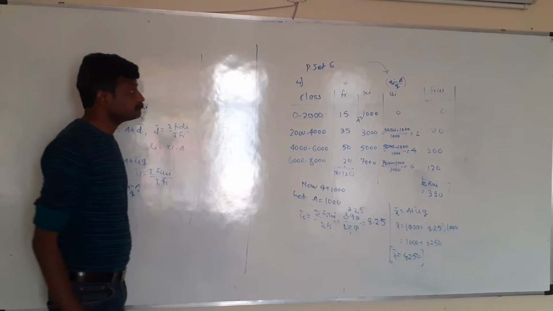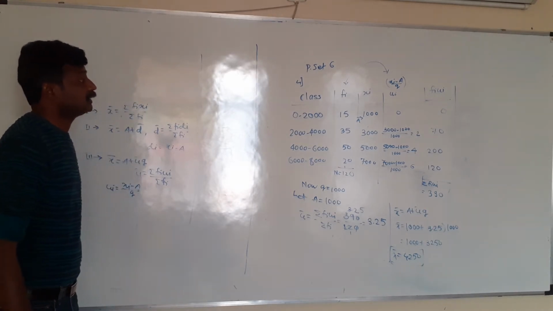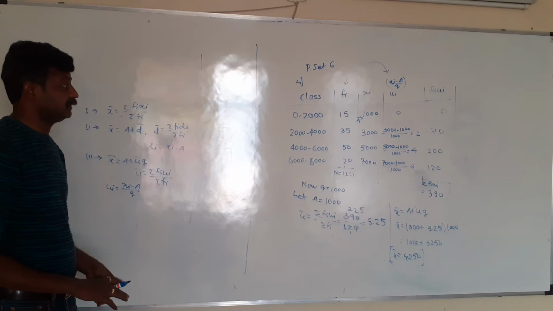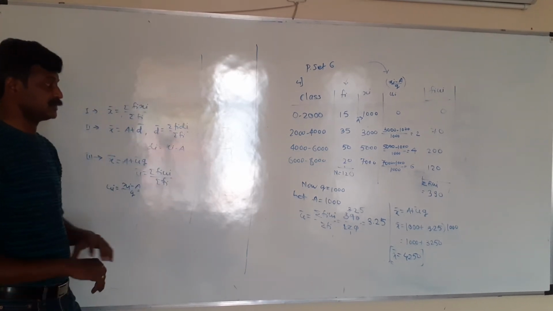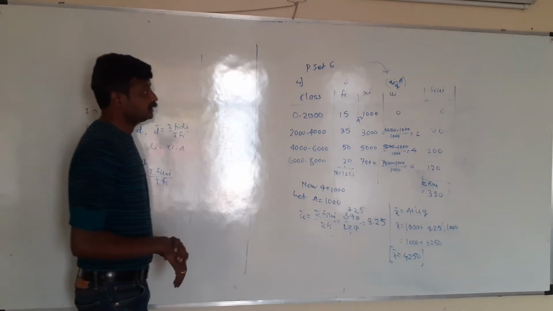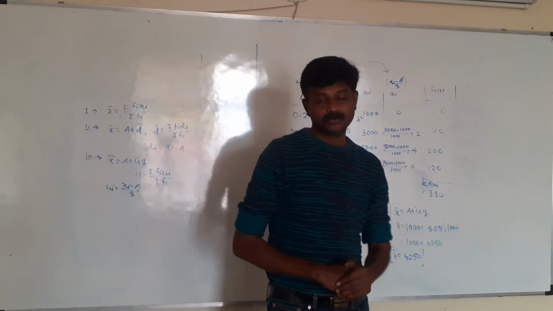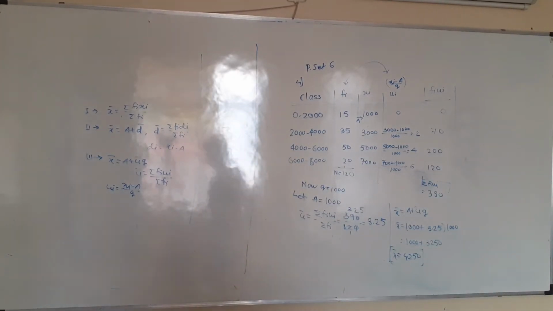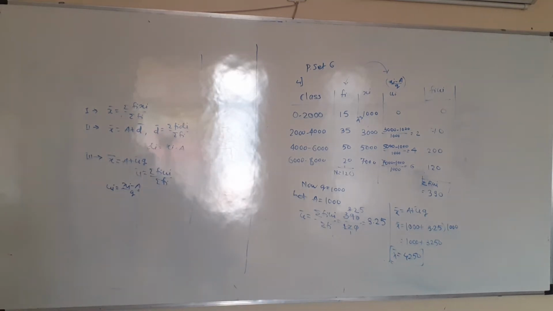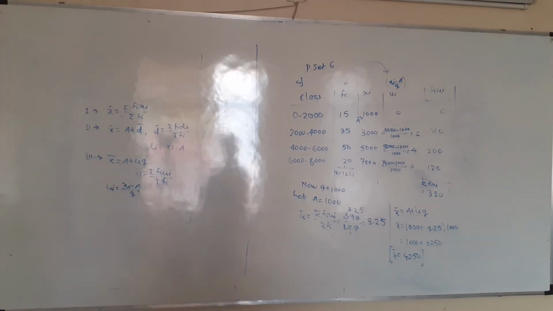X bar is 4250, which means on average the weekly salary of the workers, the data which is mentioned in the question, will be equal to rupees 4,250. So we'll write the sentence there. Weekly salary of the workers, or weekly wages of the workers, will be equal to rupees 4,250, as asked. Okay. So this is the solution for question number 4.